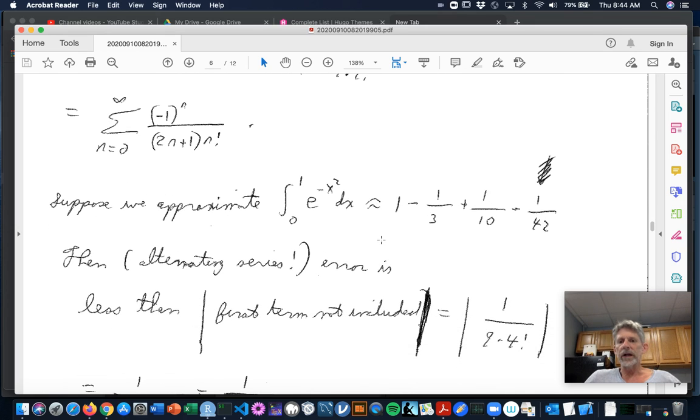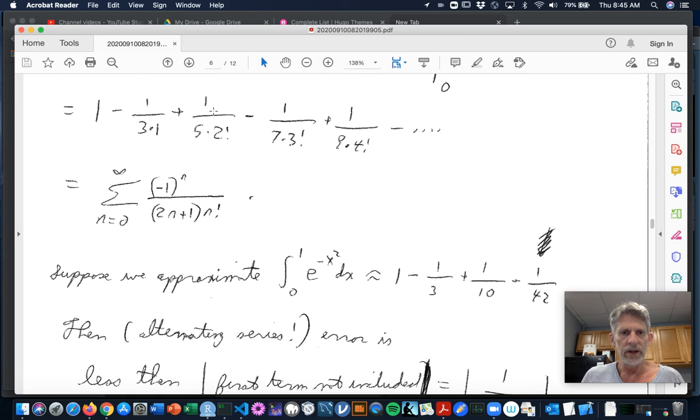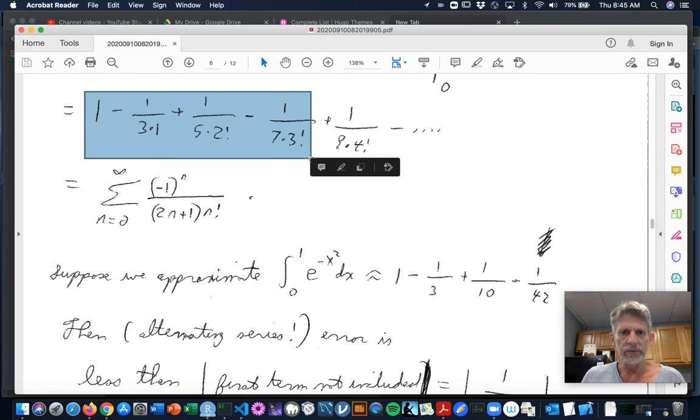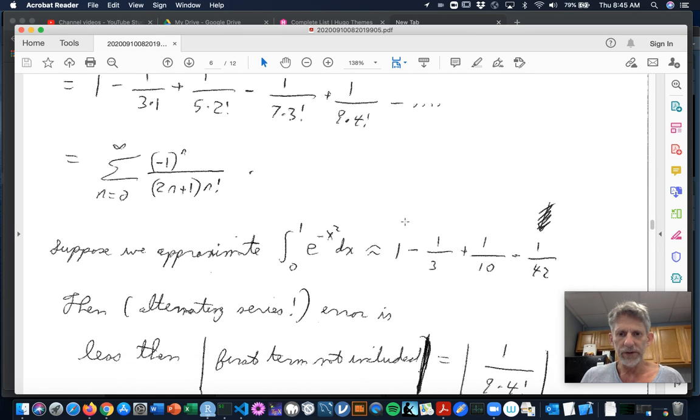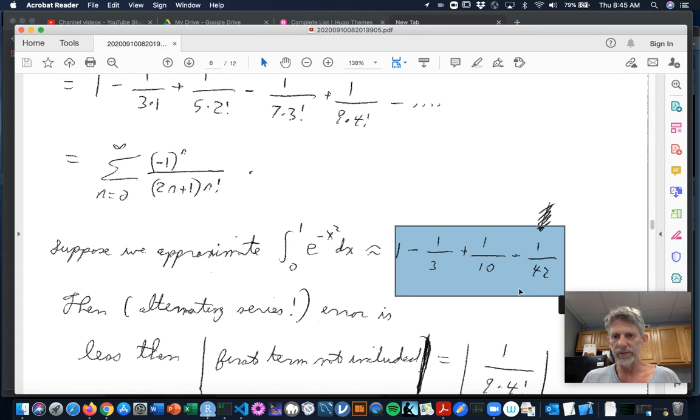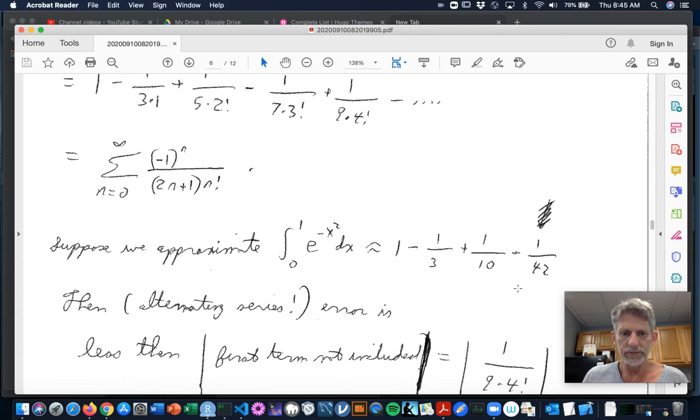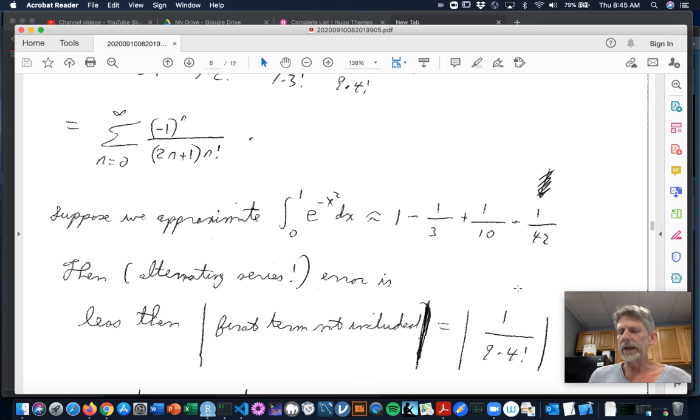So, now we could try to make an approximation. For example, what if we approximated this integral with maybe just the first 4 terms of this series? So that's out to here. And if I do the math on the denominators, it turns out to be these things I got to add up. What would the error be if I were to use that approximation?